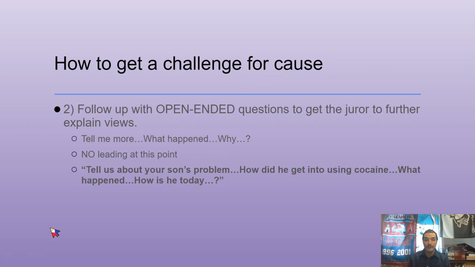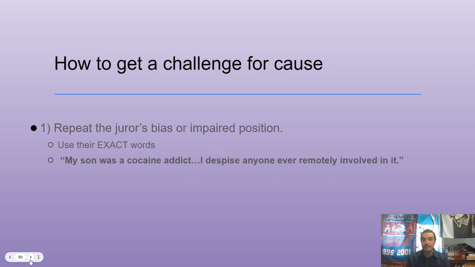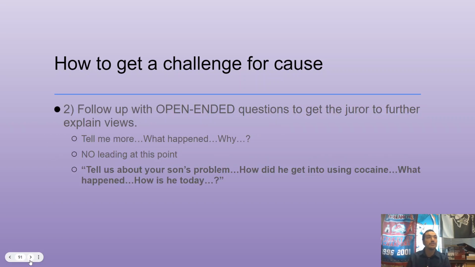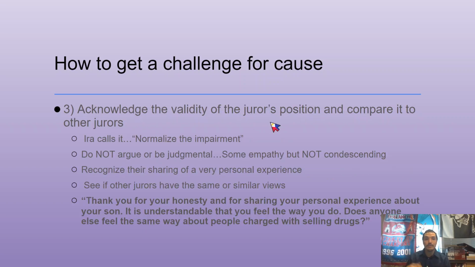If you cut them off after the first one, that's great, but maybe they would have said more to get the challenge, right? At the end of the day, it's the judge's choice to kick someone off the jury, and so you want to make sure you have as foolproof a challenge as possible, and that's why we let them elaborate. After we let a person elaborate with open-ended questions, we do the next thing.